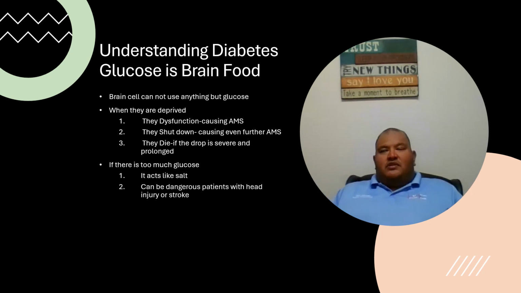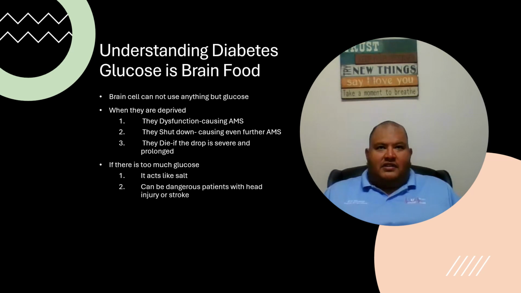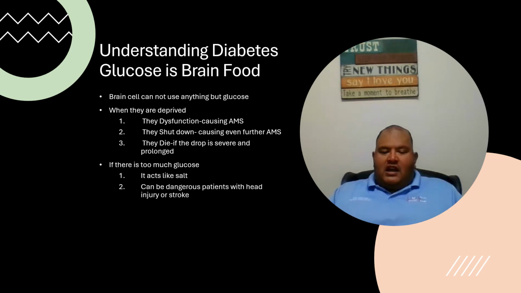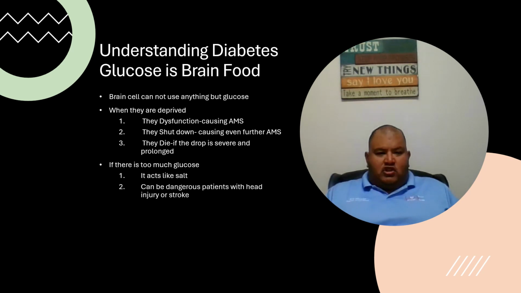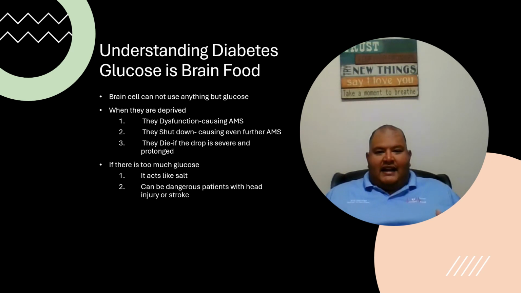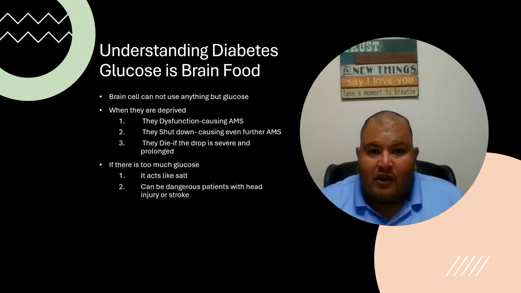And if there's too much glucose, it kind of acts like salt. It acts like salt in the sense to where it draws water molecules with it, just like salt does. This can be dangerous to patients with head injuries and stroke, because when blood sugar is elevated, you're going to have a basic increase of pressure inside the brain where head injury and stroke occurs, increasing ICP, which can make things really bad and fatal.